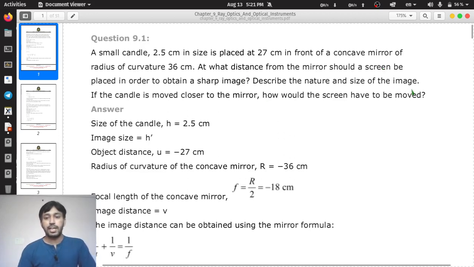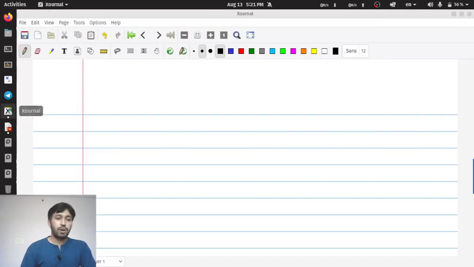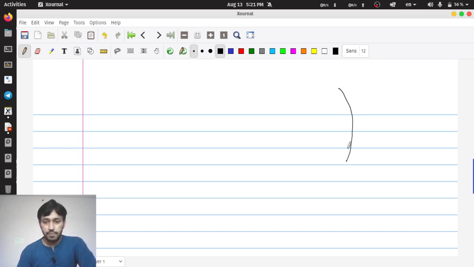Now describe the nature and size of the image. First of all, you have to draw a diagram, basically a ray diagram. I am drawing here. This is a concave mirror. This is the principal axis. This is called the pole of the mirror. And suppose this is F, the focus, and this is C.